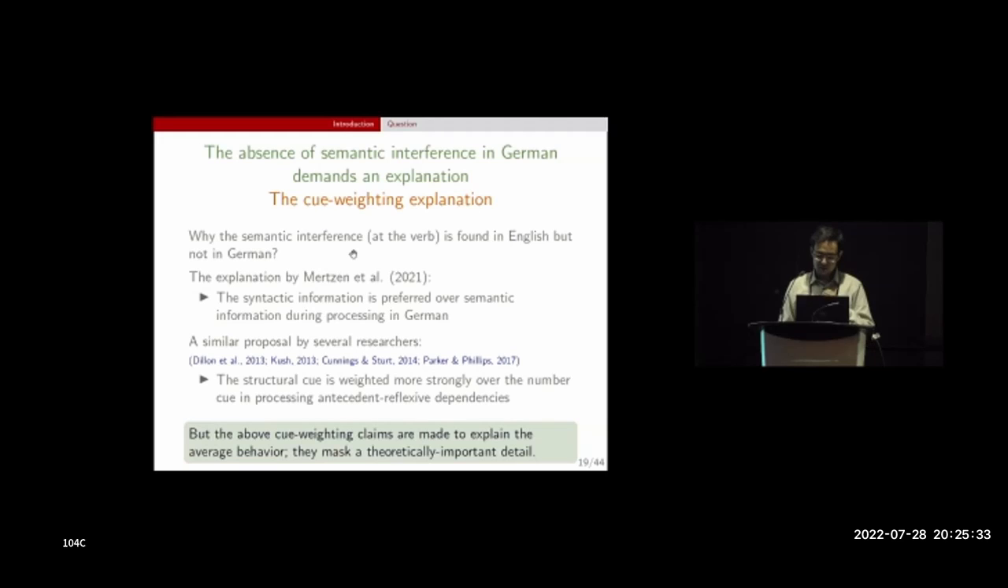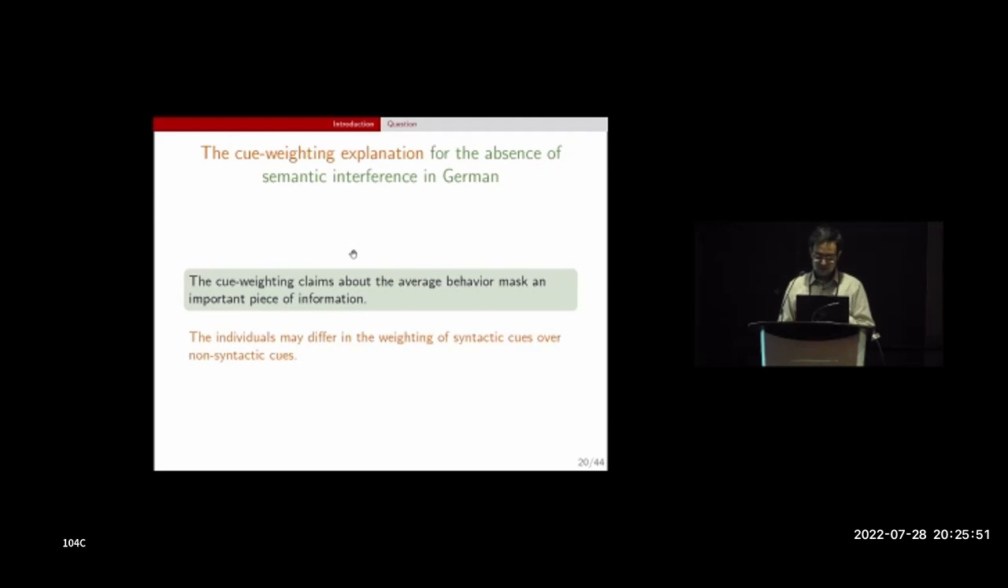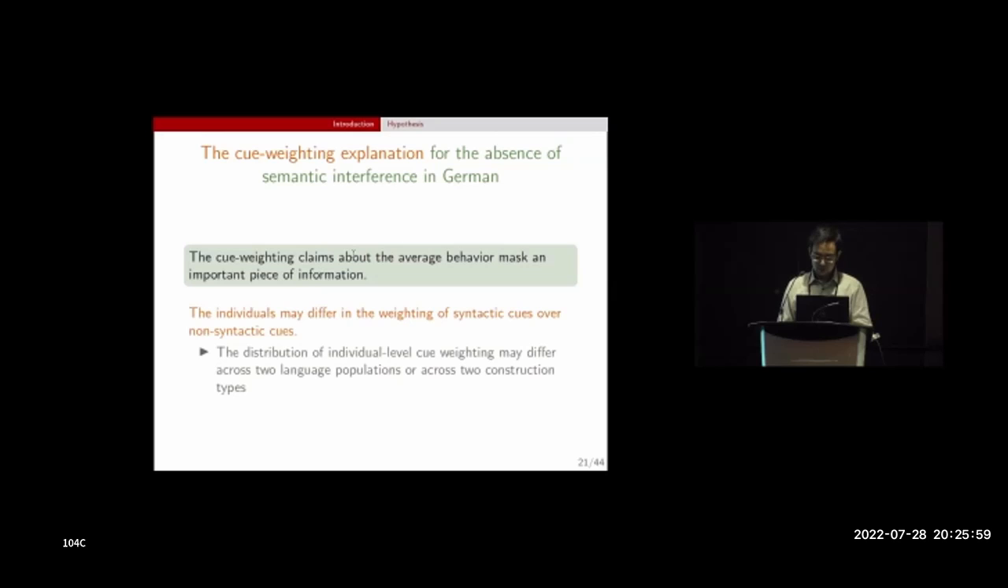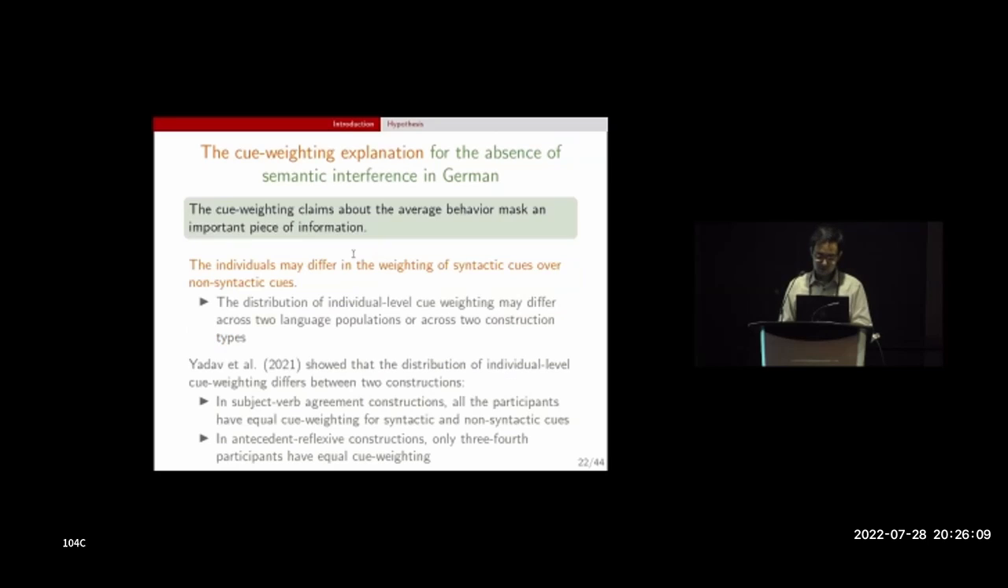So to explain the difference between average behavior in English versus German, or average behavior in reflexive dependencies or agreement dependencies, these claims made to explain the average behavior mask a theoretically important detail. And the detail is this: individuals may differ in weighting of syntactic cues over non-syntactic cues. For example, it could be the case that some individuals give higher weightage to the syntactic cue over the non-syntactic cue, while some individuals may give equal weighting to syntactic and non-syntactic cues.